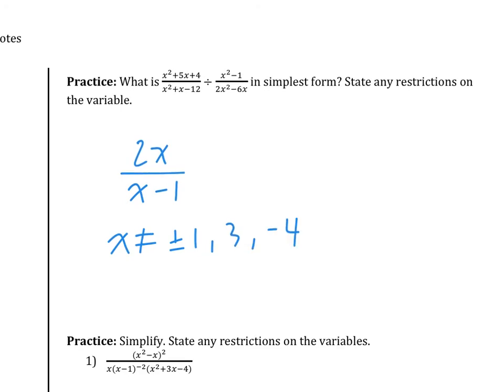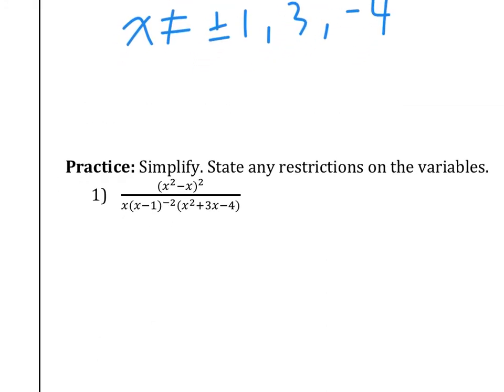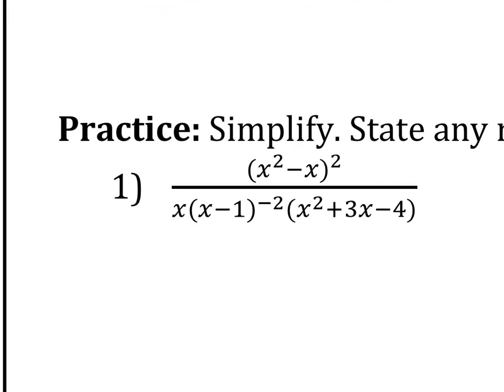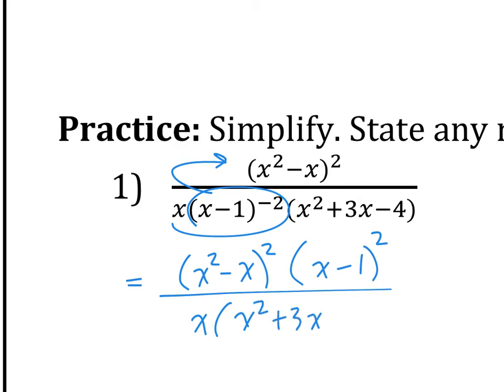Okay, let's look at some that's a little bit weirder. Okay, this one. The problem is there is this negative 2 here. What do we do with that? Yes, anything that has a negative is telling you that factor is in the wrong place. So we're going to move it on top. Okay, so we have an x squared minus x squared, and then we move that to the top. Once we move it, the negative goes away. Over x times x squared plus 3x minus 4.